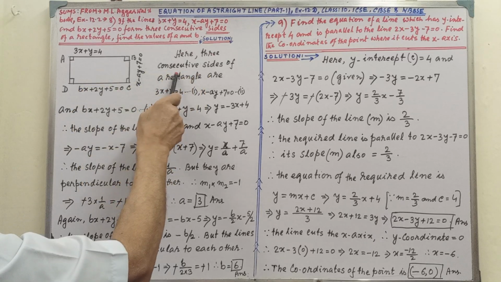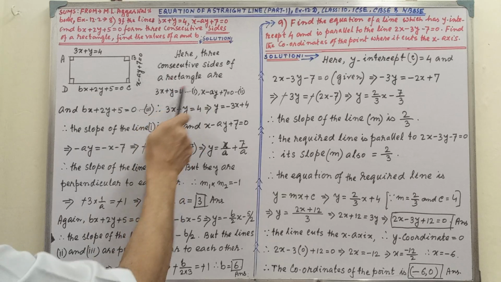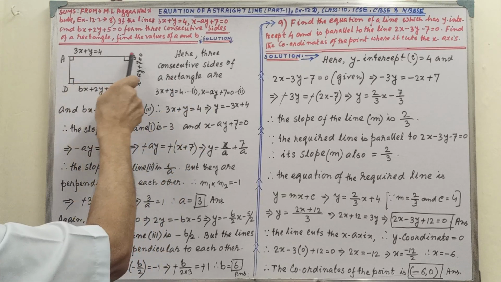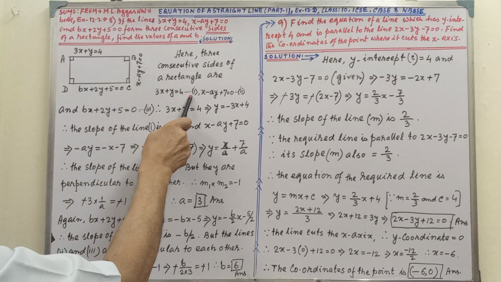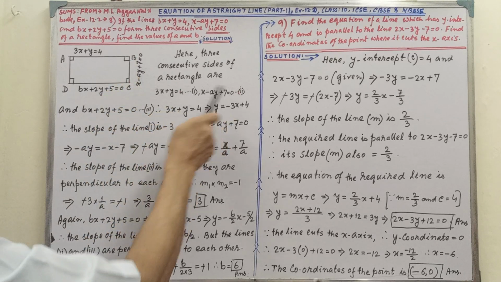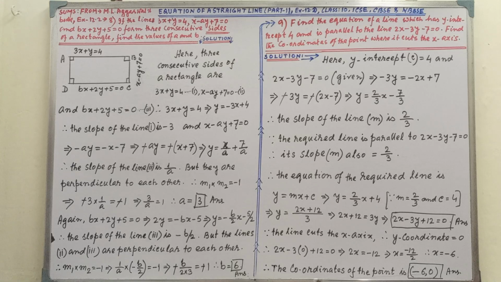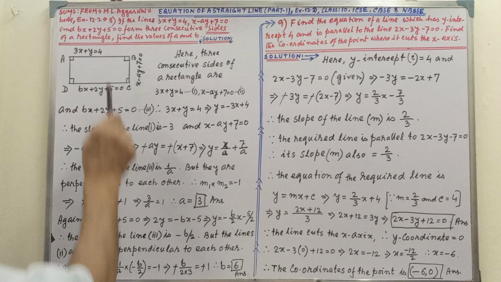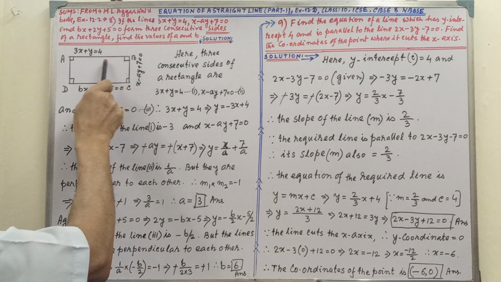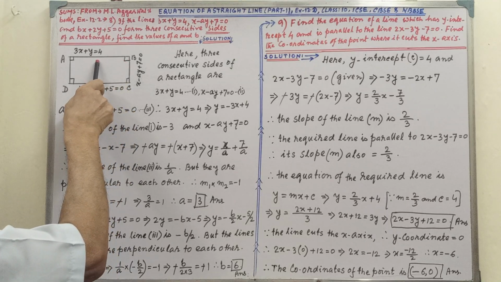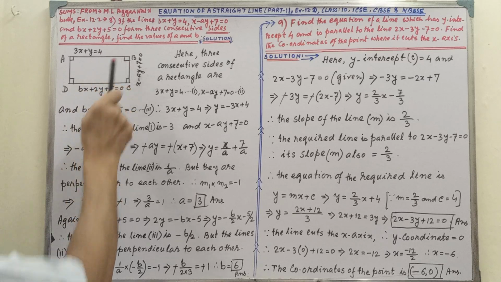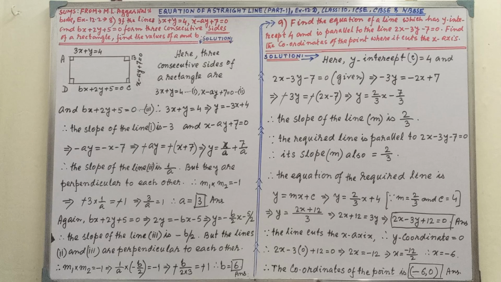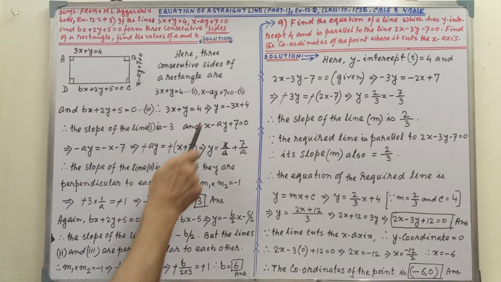Here, three consecutive sides of a rectangle are given, AB, BC and CA. The equations are denoted 1, 2 and 3. We have to find out the values of a and b. And from the diagram it is clear that since this is a rectangle, the sides are perpendicular to each other. This is why from this line we have to find out the slope.